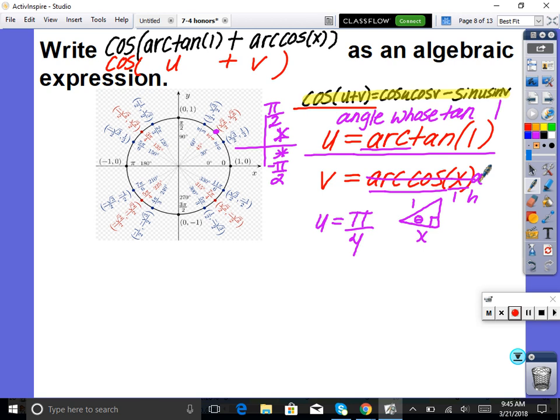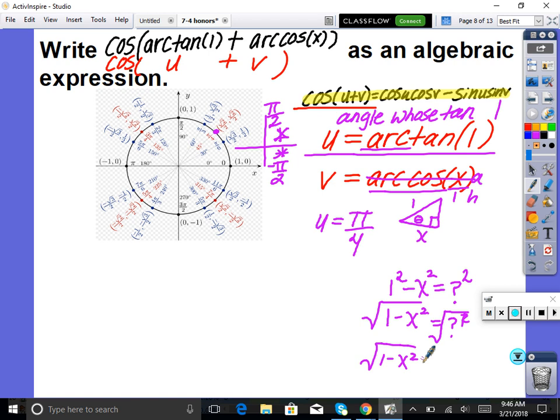Now, can't I quickly find this side? Because we might need it. So let's do some algebra to figure out this side. Pythagorean theorem. 1 squared minus x squared equals the other side squared. Solve for this. A lot of you still did not get this right on the last test. So isn't this 1 minus x squared equals something squared? So then when we square root, we have the square root of 1 minus x squared.